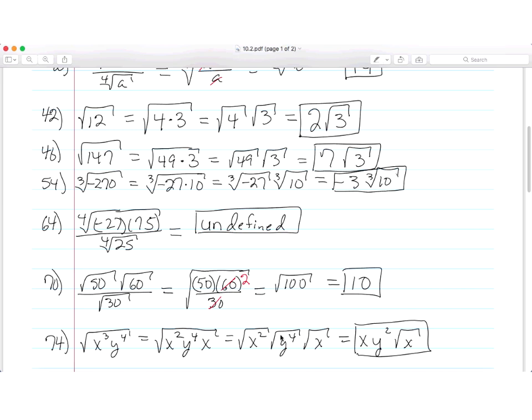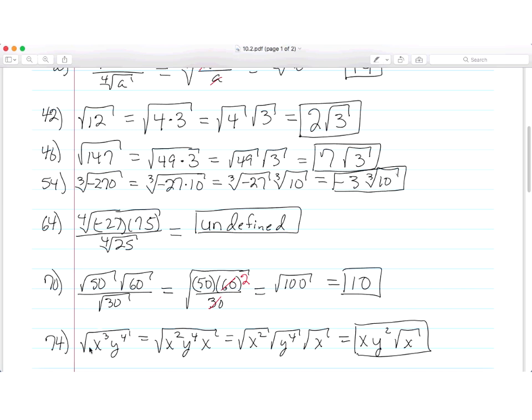In exercises 71 through 103, perform the indicated operations and simplify. Variables represent positive numbers. Okay, so problem 74. The square root of x cubed y to the fourth. So in this case, we don't have to worry about negatives or anything. All the variables here are positive.